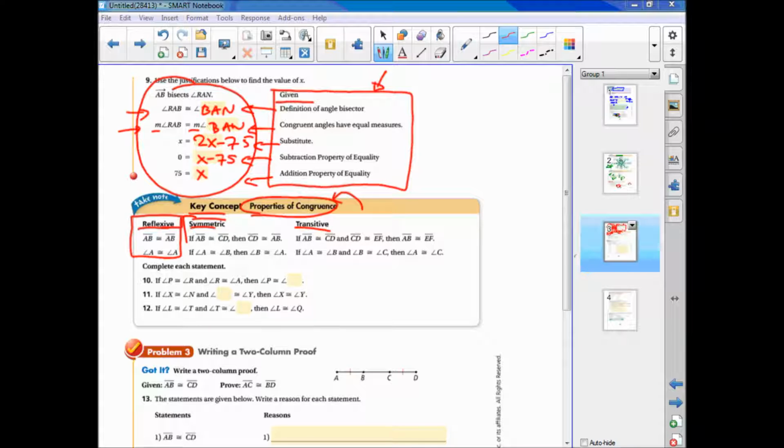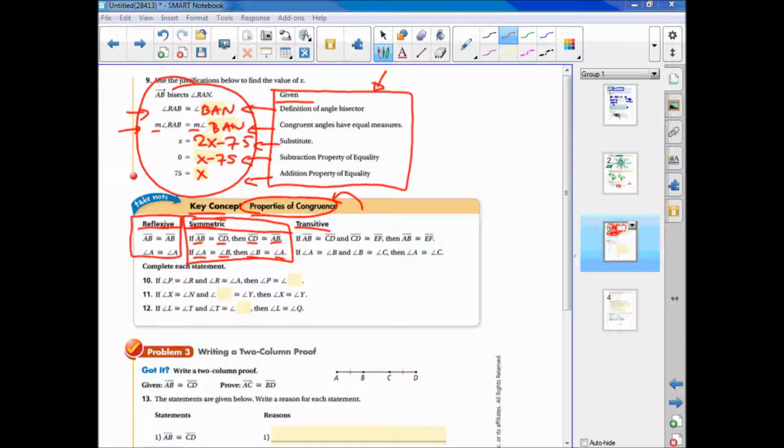Symmetric property of congruence works just like the symmetric property of equals, okay? You could say, hey, if this segment is congruent to this other segment, then that other segment's also congruent to this one. We can flip them around, okay? And it seems kind of silly that we would do that, but we'll see some reason in proofs later, okay? All right, and then we could do the same thing with angles. If angle A is congruent to angle B, then angle B should also be congruent to angle A.